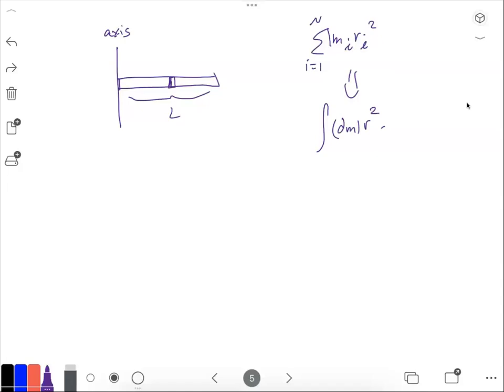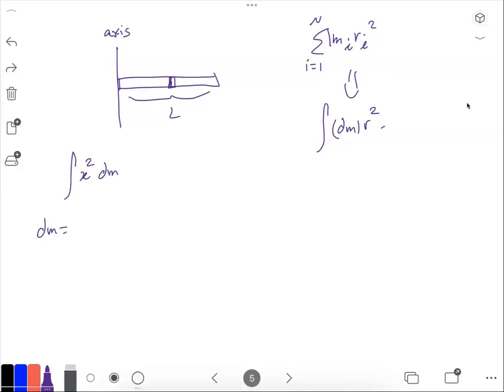So let's apply this definition. Over here, the moment of inertia of this rod will be, I'll use the variable x instead of r, the integral of x squared dm. Now, what is dm? We need to figure out what dm is in terms of x so that we can actually integrate this, because right now we don't know what dm is. How are we going to relate this to dx?